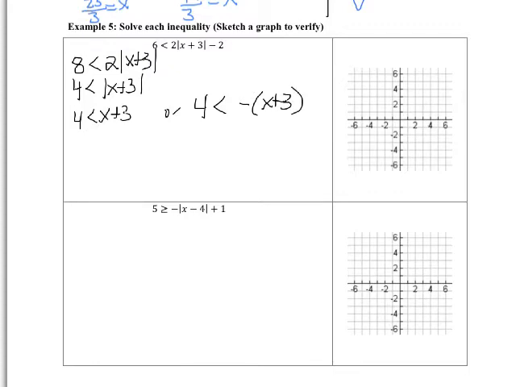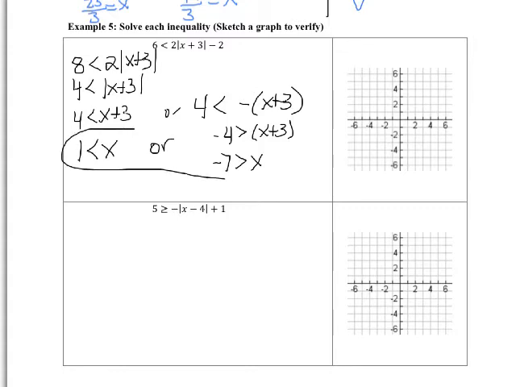So the left one we solve, subtract 3, and we get 1 is less than x. Or if we solve the right one, first we'll multiply the negative across and not forget to flip the inequality. And then we subtract 3, and we get negative 7 is greater than x. So we have a number that's greater than 1, or less than negative 7. So it looks like we have a disjunction.